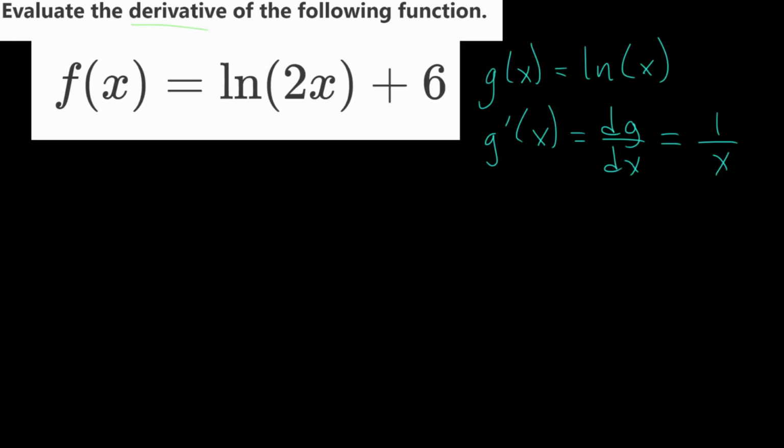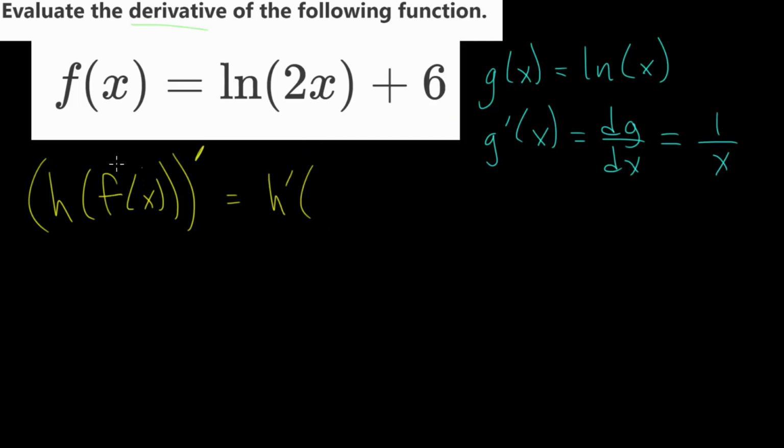But let's think about what the chain rule is generally first. Let's say we have h of f of x, some composite function, a function within a bigger function. And when taking the derivative of a function like this, we first take the derivative of the outer function, h prime, but we leave the inner function as it is, and then we multiply by the derivative of the inner function. So we can apply this to the natural log of 2x here.